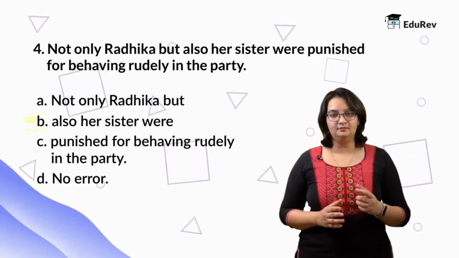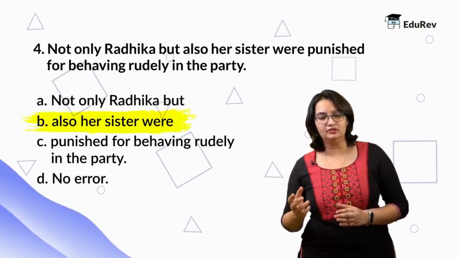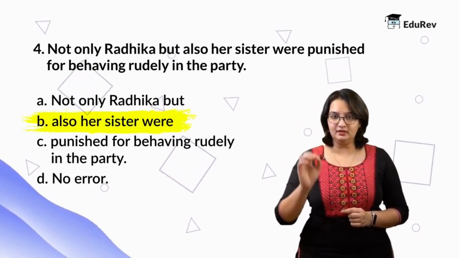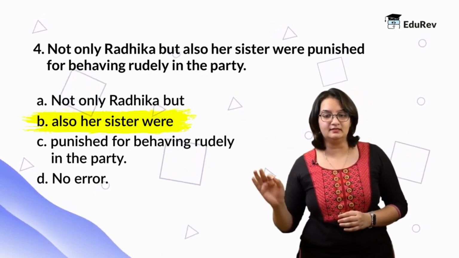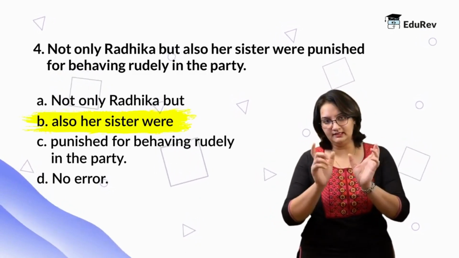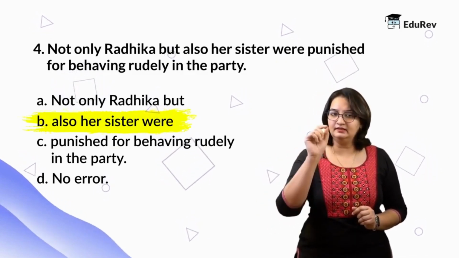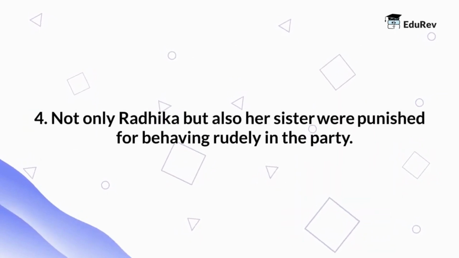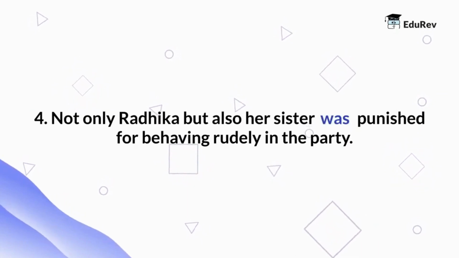In this statement, part B is wrong because whenever we use the sentence structure of "not only but also", the verb agrees with the subject closest to it. So, in this particular statement, what is the correct statement? "Not only Radhika but also her sister was punished for behaving rudely in the party", because Radhika and her sister both are the subjects. However, her sister is basically the noun with which the verb should agree. Therefore, the correct statement would be, "Not only Radhika but also her sister was punished for behaving rudely in the party."